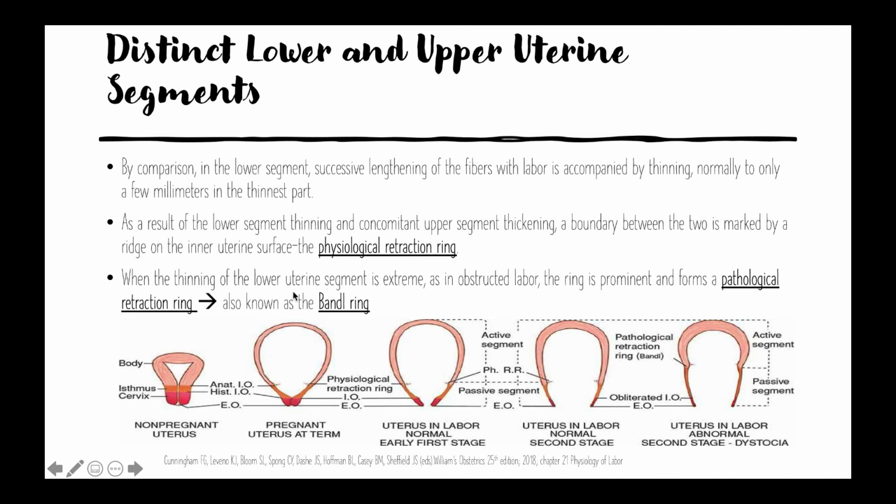Now, when the thinning of the lower uterine segment becomes extreme, like in this picture here, as in cases of dystocia or obstructed labor, then the ring becomes prominent. And the ring is what we call the pathological retraction ring of Bandl, or Bandl's ring. When you see that pathological retraction ring, that's an ominous sign. So you have to act fast and probably deliver the baby via cesarean section.